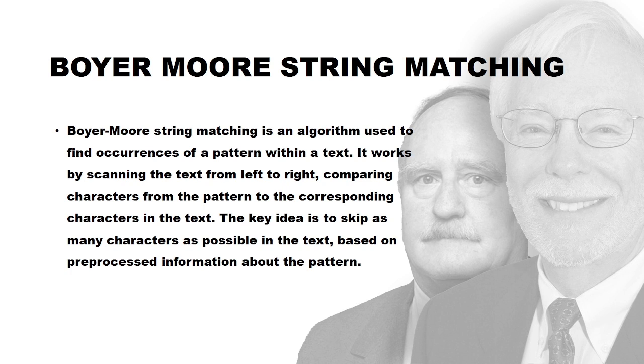Boyer-Moore is a powerful string matching algorithm that revolutionizes text search by cleverly skipping characters based on pre-processed pattern insights. It optimizes efficiency. As we scan text left to right, the algorithm minimizes unnecessary comparisons significantly, enhancing performance in finding occurrences of a pattern within a given text.